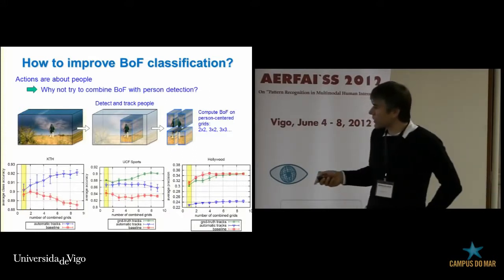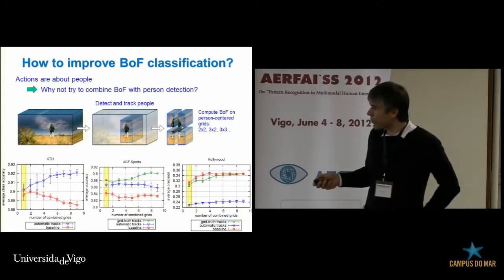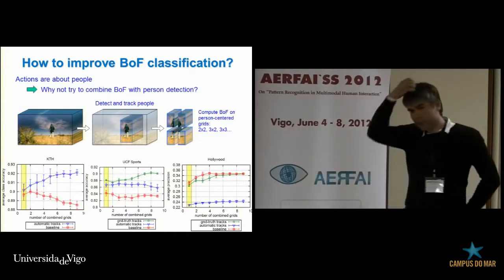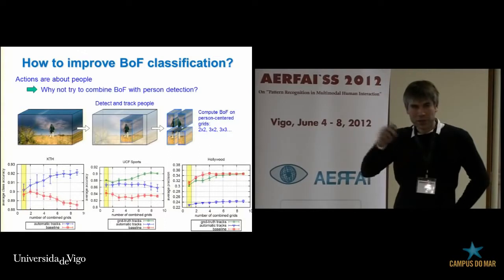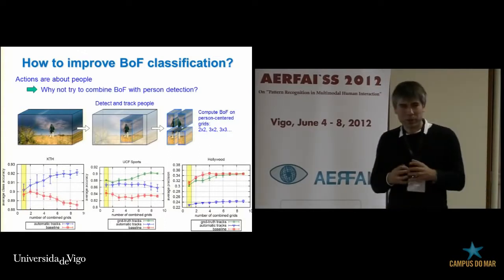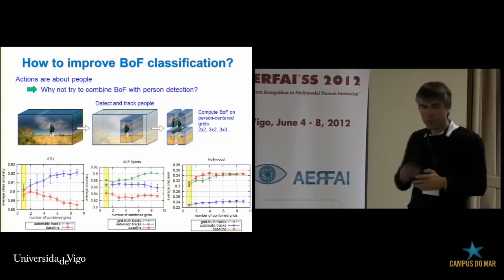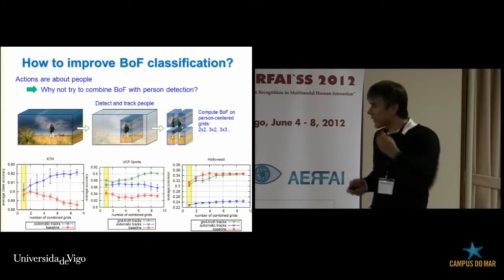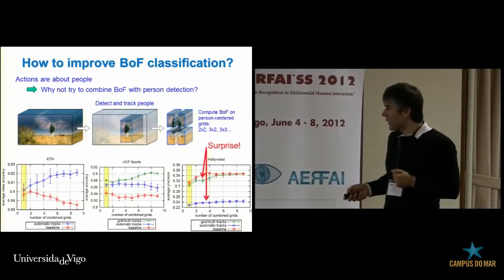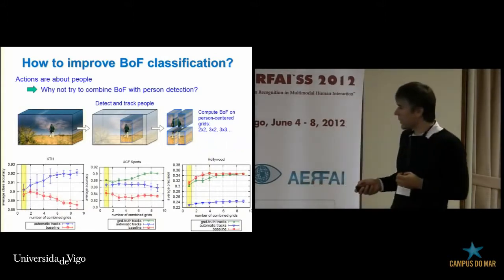Now here we see the green curve. The blue curve is the person detected automatically, and the green curve is the person manually annotated. If we manually annotate the person and compute the bag-of-words just in the person, we see a slight improvement as we go on with the tiling. Not very much. This was now for Hollywood, and it was even less good.